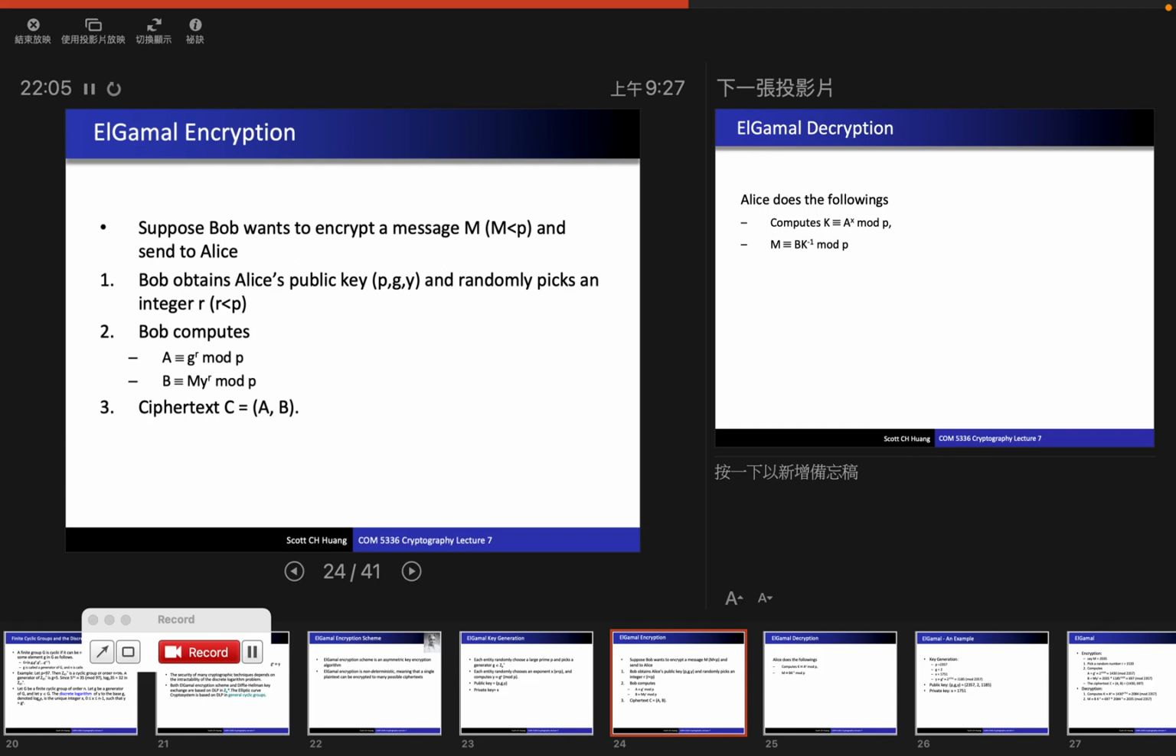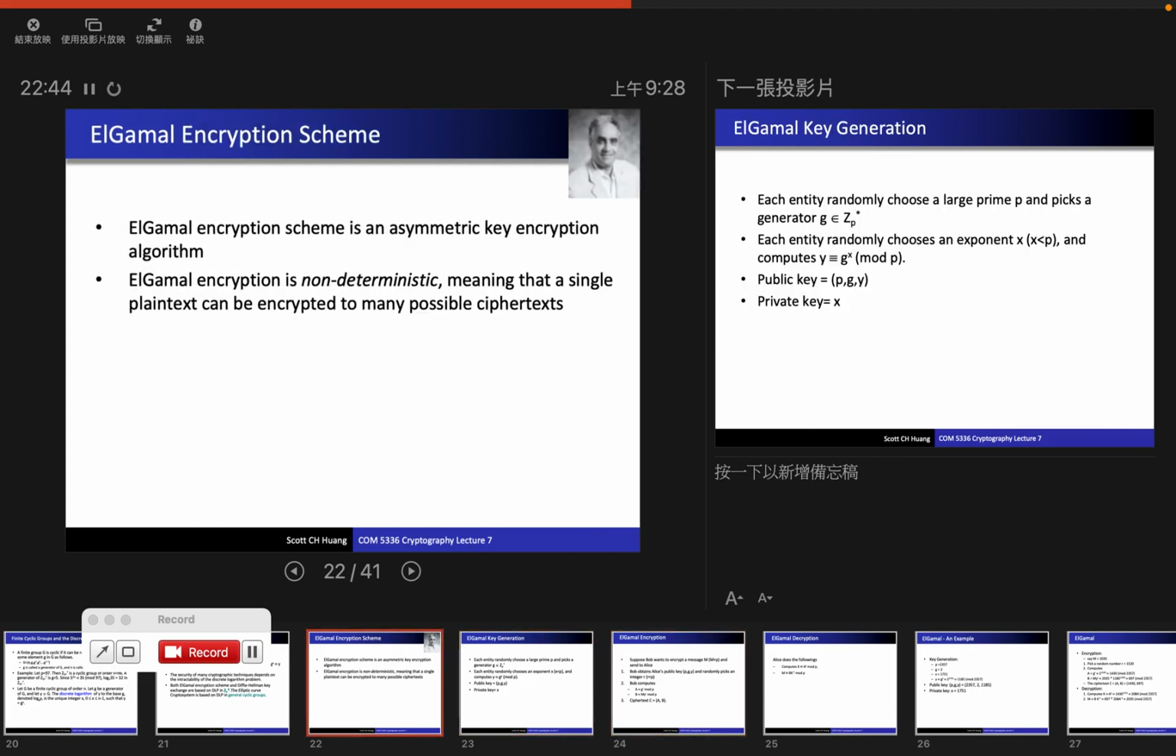So Bob randomly picks an integer R. This R only works for this round. That's also one of the major advantages of the algorithm, because it involves a random number R. For example, if Bob encrypts twice with exactly the same message, it will not end up with the same ciphertext. The reason is it involves a random number, so every time the random number will be different. That is why it is called non-deterministic.